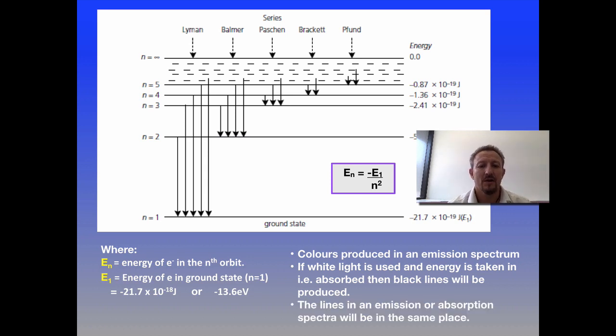So as a result, you'll get a black line on a color background, or if you've got an emission spectrum where it's dropping back, you've got a black background and you've got your colors coming off. The key thing to understand is that the bands will always be in the same position because they're all coming out with the same amount of energy and the same frequency.